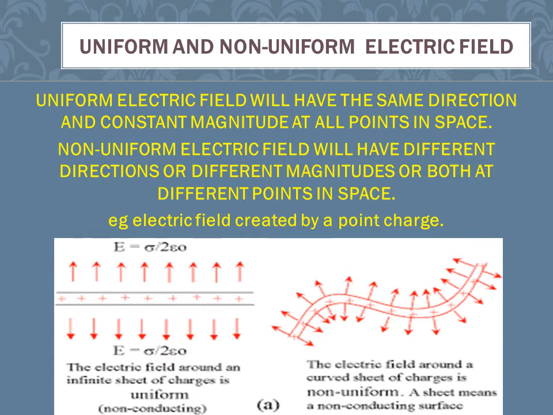Next, we come to the concept known as uniform and non-uniform electric field. This is also an important question. A uniform electric field will have the same direction and constant magnitude at all points in space. So it will move in the same direction, and the magnitude also will be the same. A non-uniform electric field will have different directions or different magnitudes or both at different points in space, for example the electric field created by a point charge. I have shown diagrammatically the representation of a uniform and a non-uniform electric field.